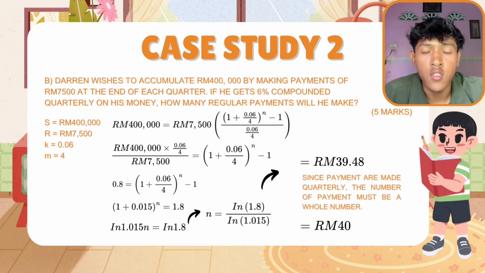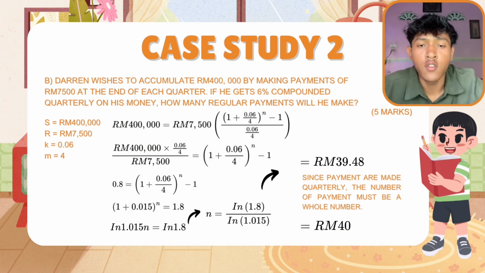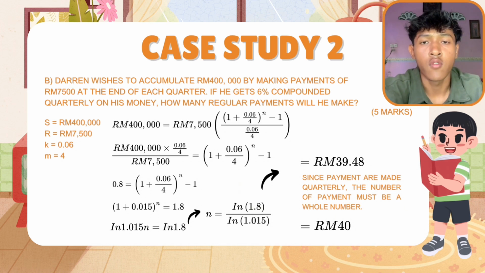Let's put these numbers into the formula. So 400,000 ringgit equals 7,500 multiplied by bracket 1 plus 0.06 over 4 and the power of N minus 1 over 0.06 over 4. Then 400,000 ringgit times 0.06 over 4 over 7,500 ringgit equals bracket 1 plus 0.06 over 4 and the power of N minus 1. So we got 0.8 equals bracket 1 plus 0.06 over 4 and the power of N minus 1. So we got bracket 1 plus 0.015 and the power of N equals 1.8.